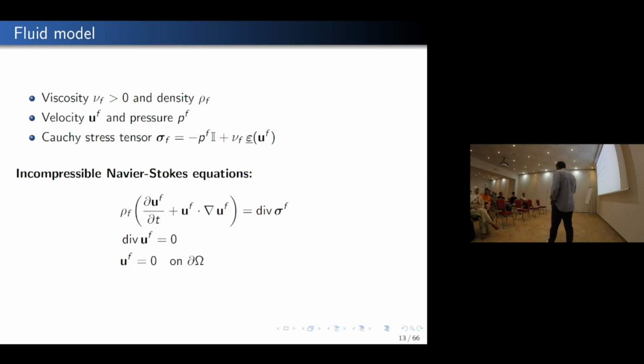And the equations for the fluid model are the incompressible Navier-Stokes equations. So rho f times the time derivative of uf plus uf dot gradient of uf equal to the divergence of the Cauchy stress tensor, divergence of uf equal to 0 for the incompressibility, and we assume that uf is 0 on the boundary of omega.